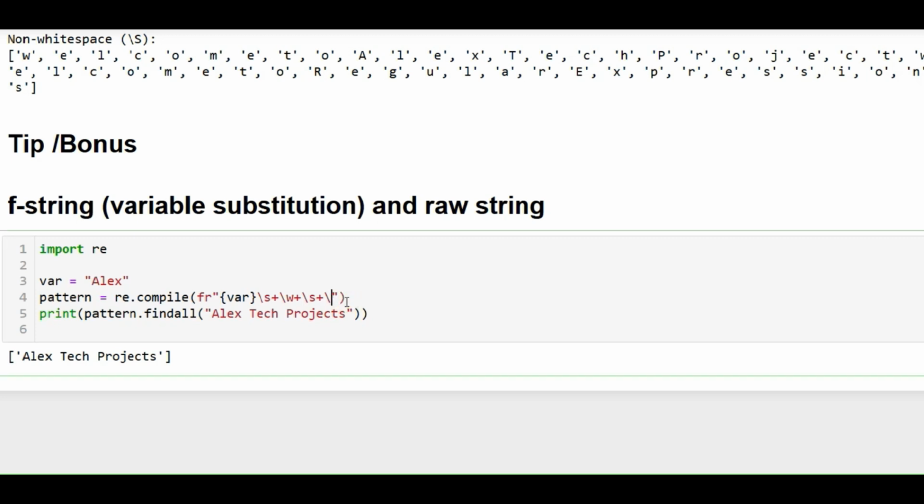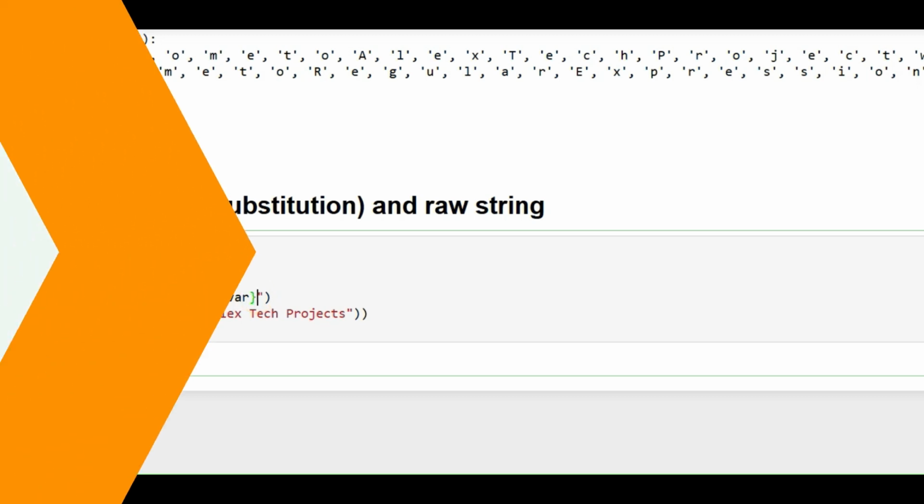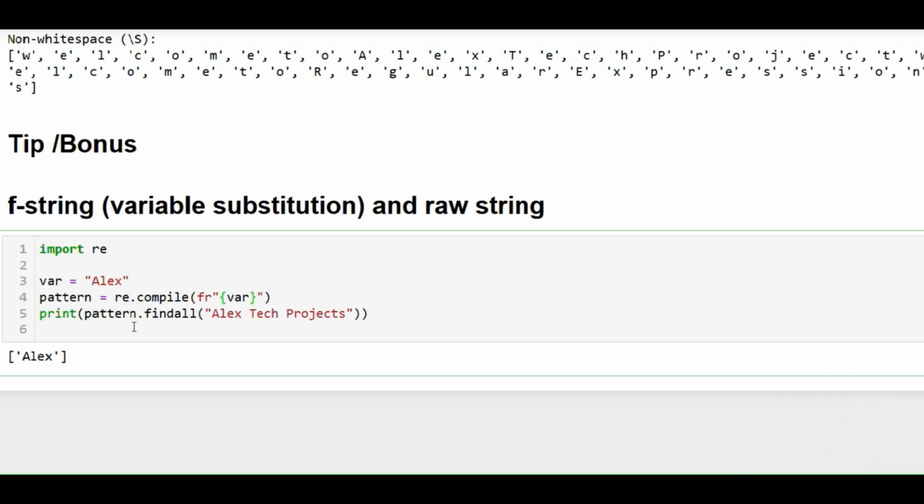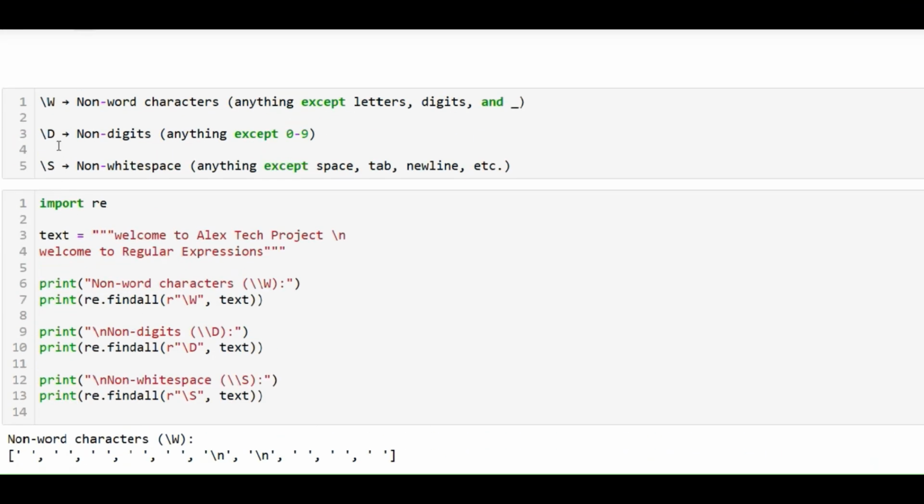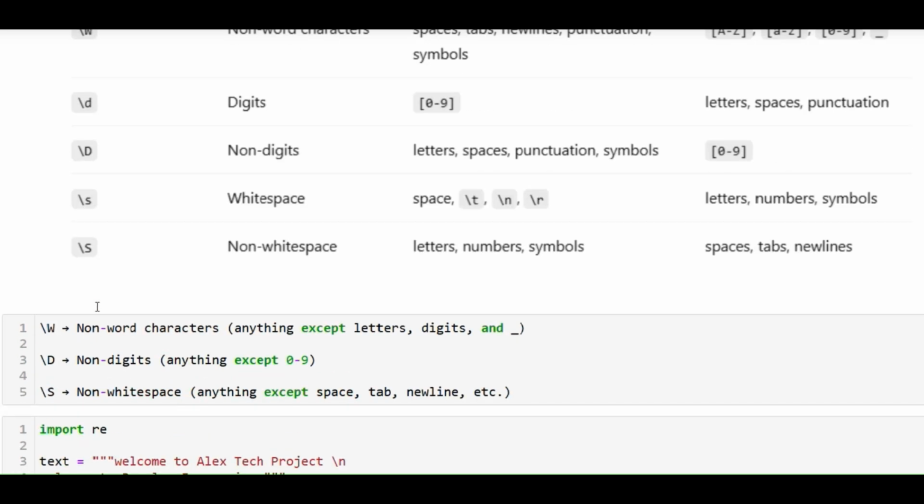If I need only to test whether Alex is present or not, then we can test like this. With f-string format, you can give it in the curly braces. The variable name Alex will be replaced here. So I hope this tip or bonus has given some value to you, or \w, \d and \s have given some insights to you.